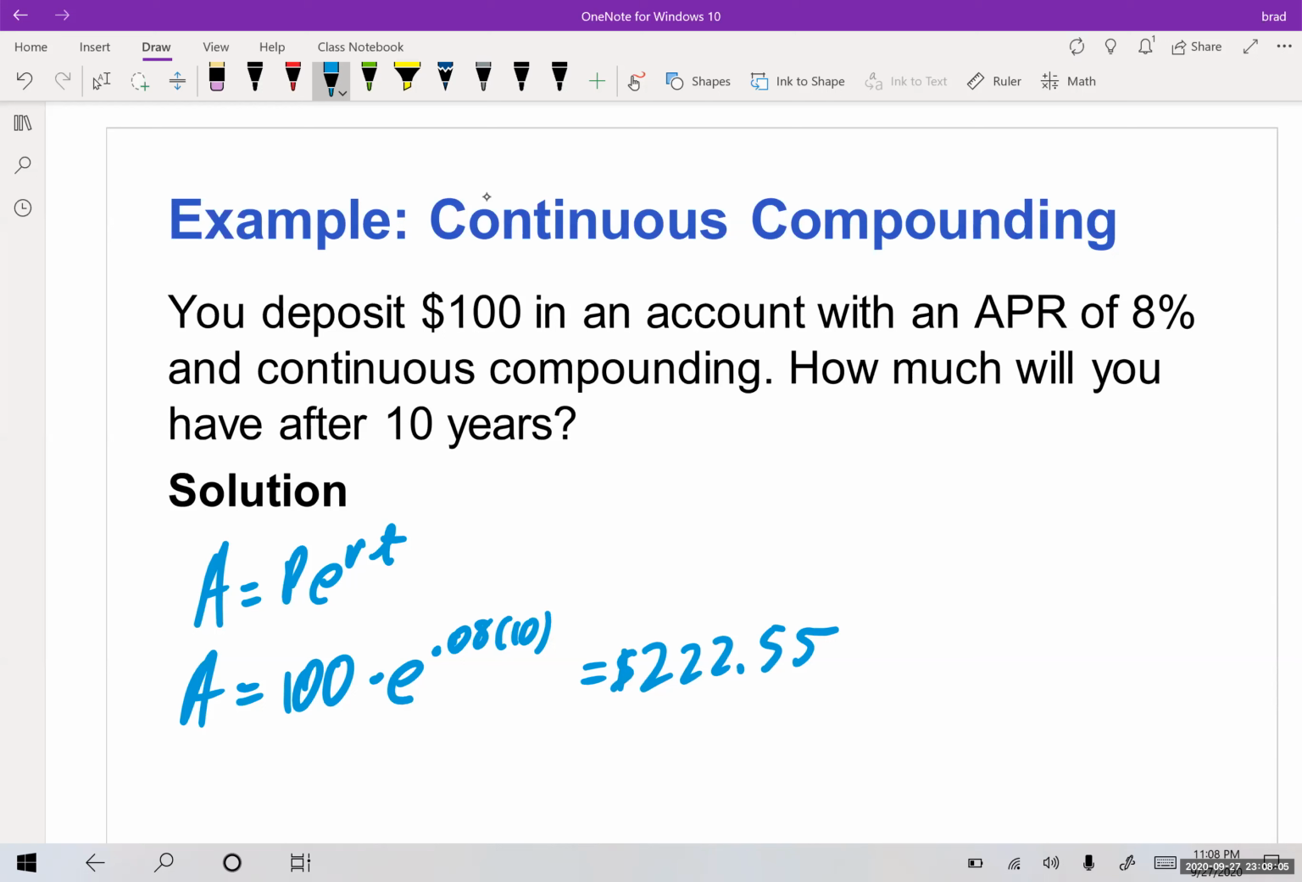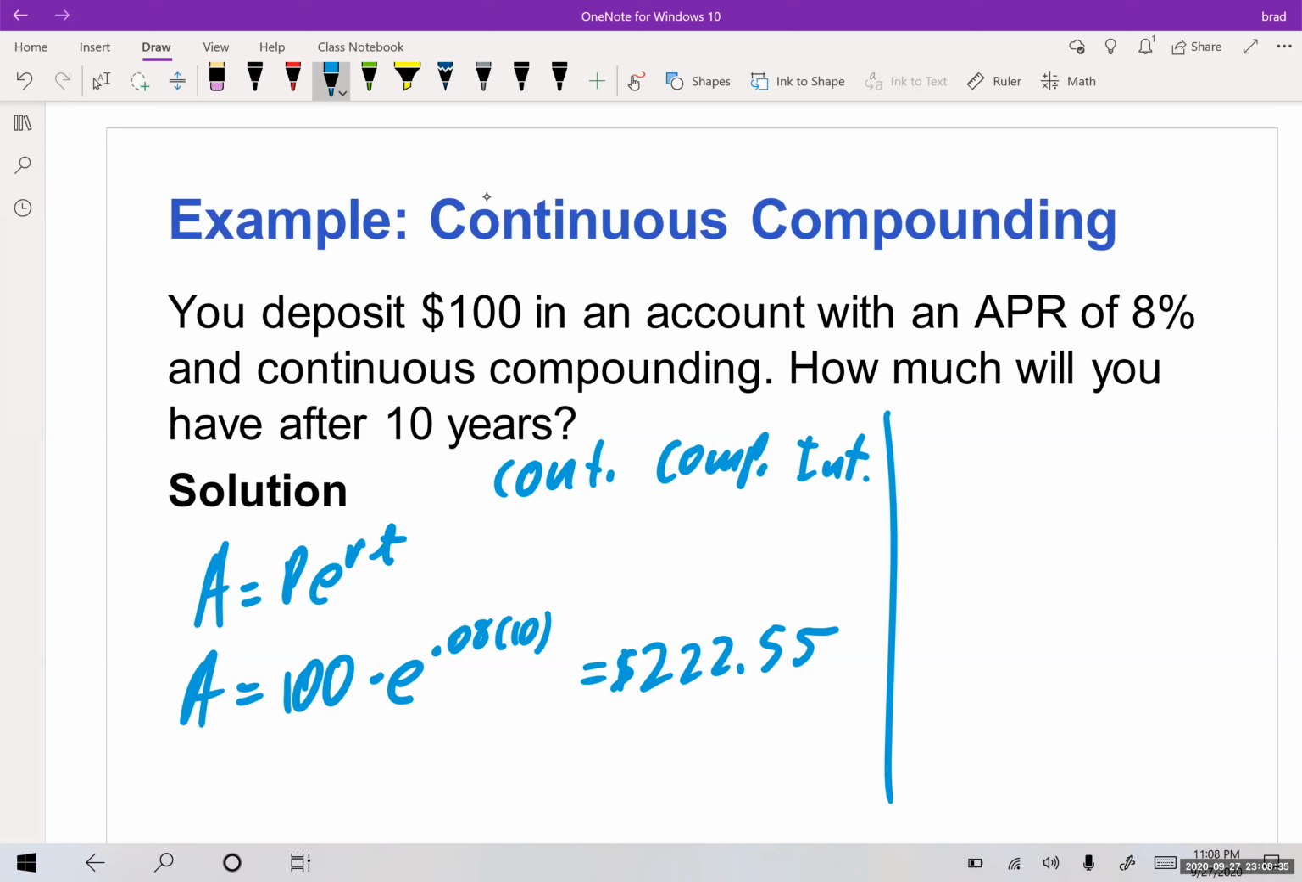Okay, so that's if you've compounded it. This is continuous compound interest. This is if you compound it every thought that you have of compounding, every split moment in time, that's how many times you're compounding. And it's even more than that. It's approaching an infinite amount of compounds. And you get about $222.55.